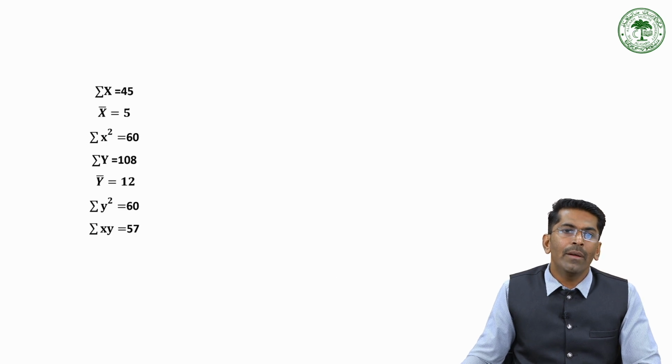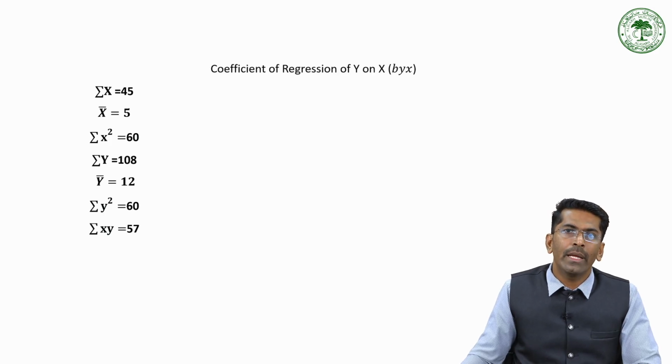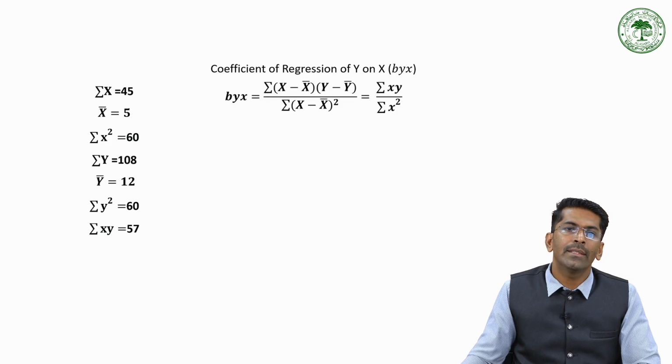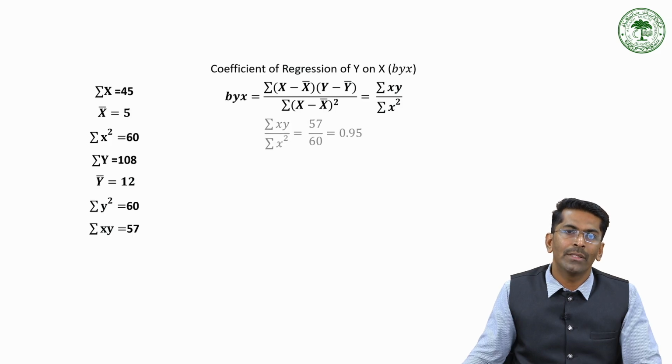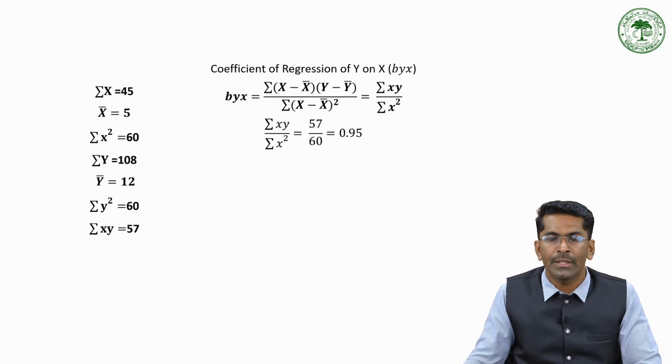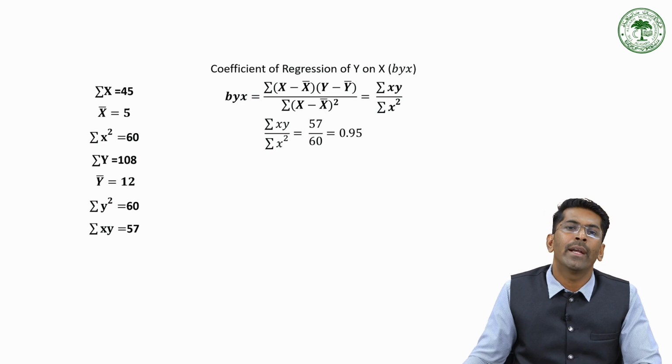Now after calculating all these things, I have written here all the values separately so that it will be very easy for calculation. So the coefficient of regression, that is y on x, that is byx, which we have already said can be calculated by using this particular formula, that is the sum of xy divided by the sum of x square. So I have calculated here the sum of xy, which is equal to 57, and divided by the sum of x square, which is equal to 60. So 57 divided by 60 is equal to 0.95.